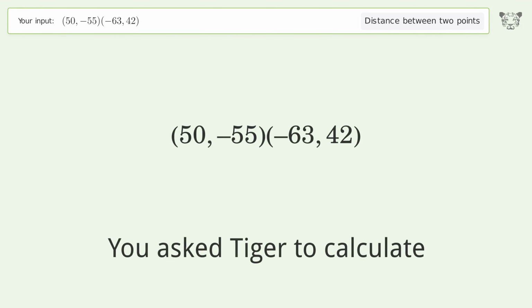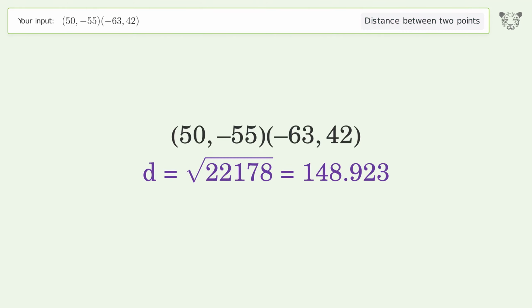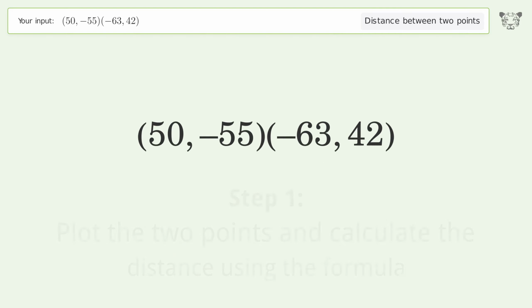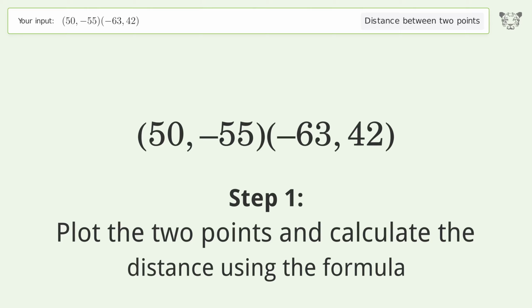You ask Tiger to calculate. This deals with the distance between 2 points. The distance between the 2 points is the square root of 22,178, or 148.923. Let's solve it step by step. Plot the 2 points and calculate the distance using the formula.